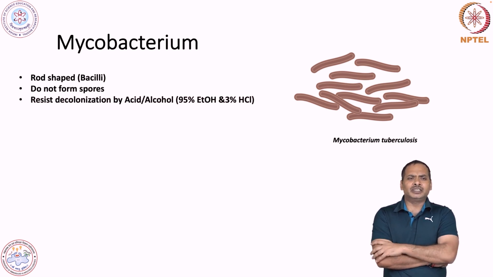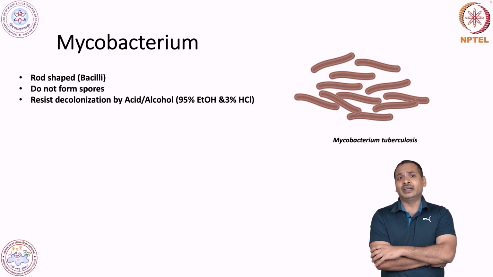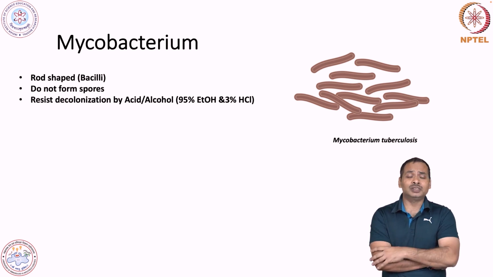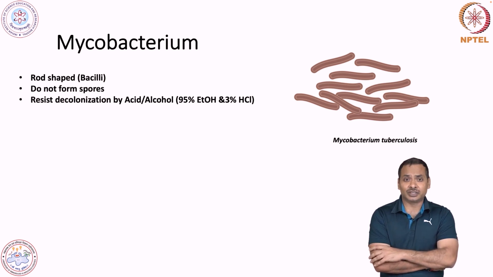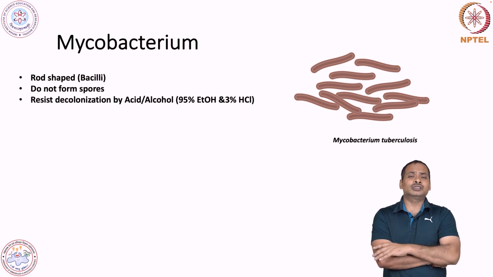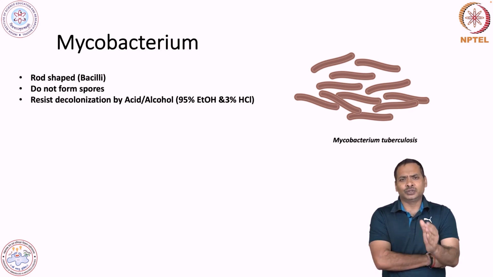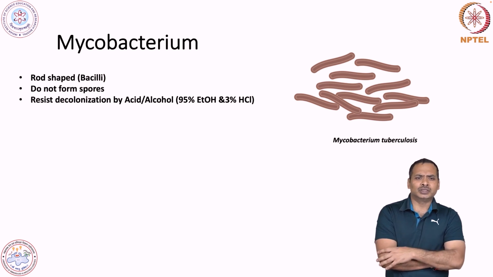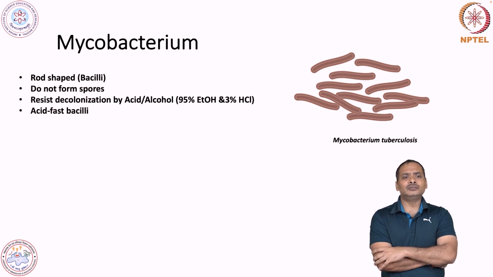So this mycobacterium is basically resistant to decolorization by acid alcohol. What is acid alcohol? It's a simple mixture of 95% ethanol containing 3% hydrochloric acid. Even if you stain Mycobacterium tuberculosis and wash it with this acid alcohol, it is resistant to decolorizing by this mixture. That's why we call it an acid fast bacillus.